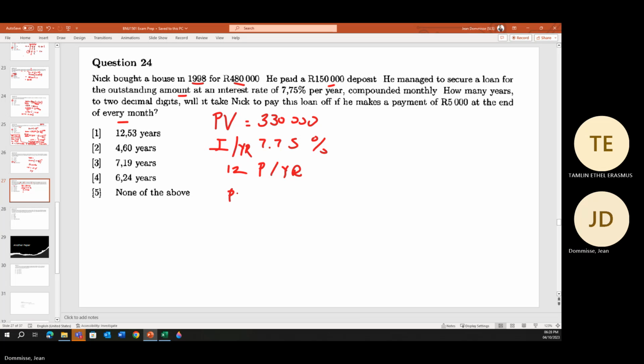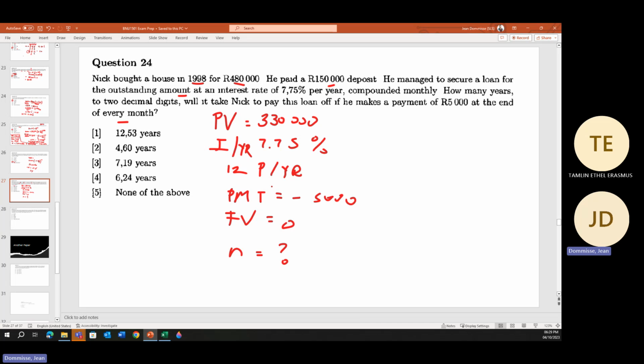So you will make a payment of 5,000, and then after a certain amount of time, the future value will be equal to 0. So then what is our N? Okay, again, 12 times per year. So whatever we get for our value of N will be in months again. So we will need to divide that by 12.